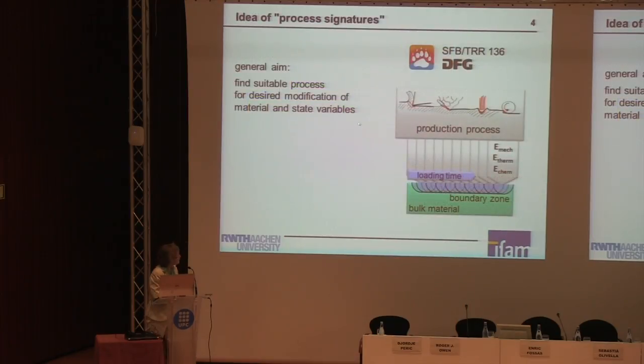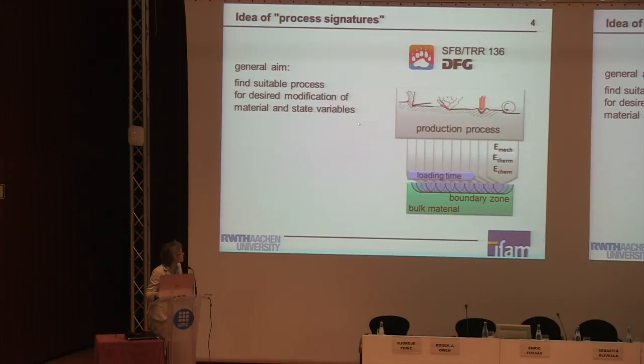So to begin with, I would like to say, in the manufacturing context, there's a general aim. We want to find a suitable process for the desired modification of material and state variables. Actually, we do research on this topic in the context of a special collaborative research center in Germany, funded by the German Science Foundation. So there are a lot of researchers from manufacturing technology, but also we from the side of mechanics.